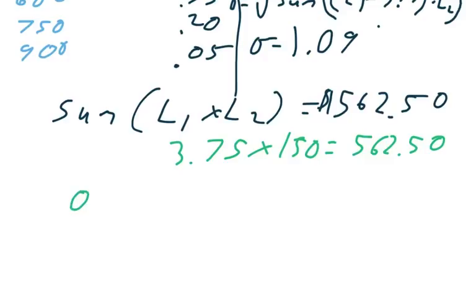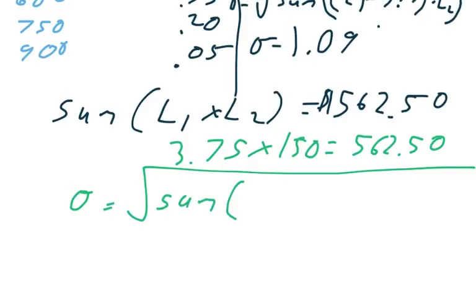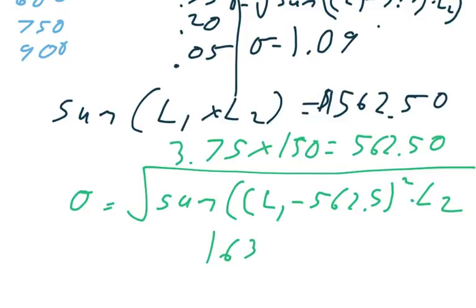So what happens with the standard deviation? Now I'm going to do the square root, the sum. It gives me a parenthesis. I need another parenthesis. L1 minus 562.5 squared times L2, which winds up giving us 163.459.